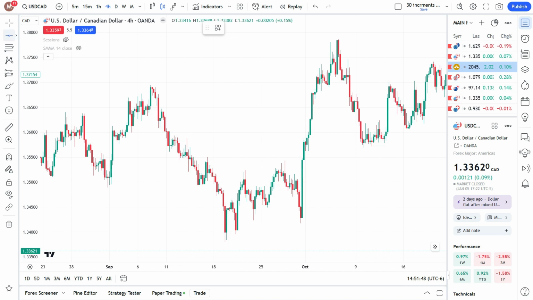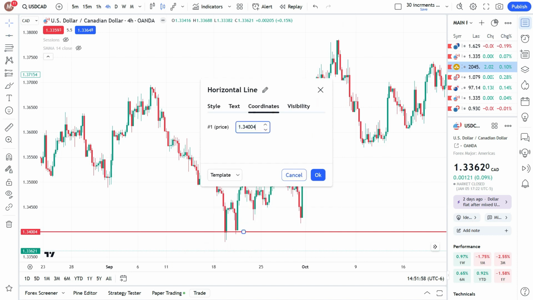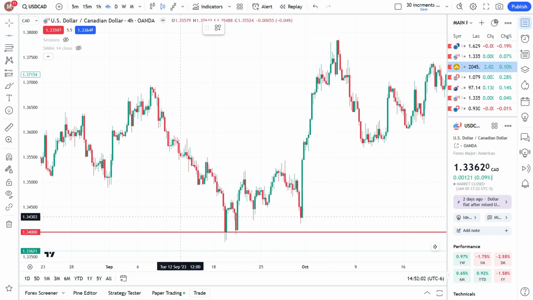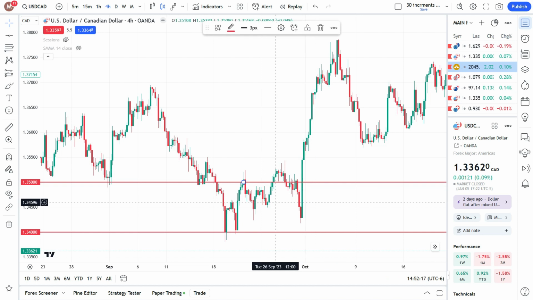So right here, we're on USD CAD, and let's just mark up all the whole numbers in this vicinity. I know 134 is a whole number, so 134.00 is a whole number. And then what's our next whole number? Starting from 134, then 135 is a whole number, then 136, 137.